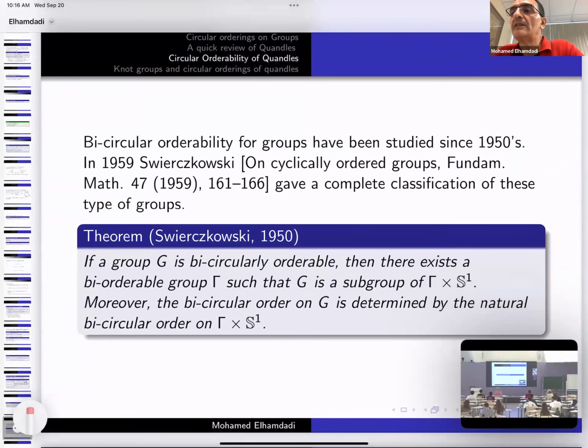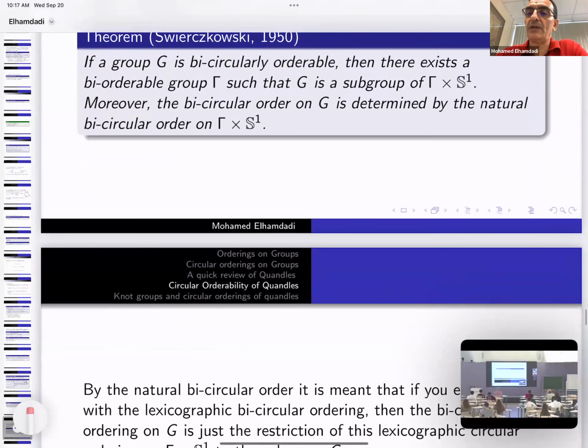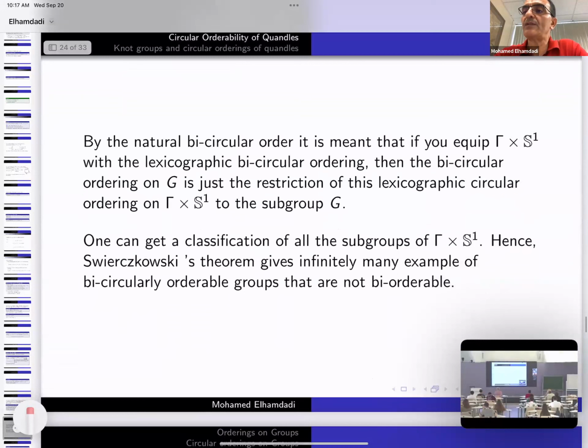Bicircular orderability of groups was studied back in the 1950s by Sverkovsky, and he proved the following result. He gave a complete classification of these groups. If a group G is bicircularly orderable, meaning you have an order that is left invariant and right invariant, then there exists a biorderable group Γ such that G is a subgroup of Γ × S^1. Moreover, the bicircular ordering on G is completely determined by the natural bicircular ordering of Γ × S^1. To be precise, you consider the lexicographic ordering on Γ × S^1, and that gives the ordering of the group G.